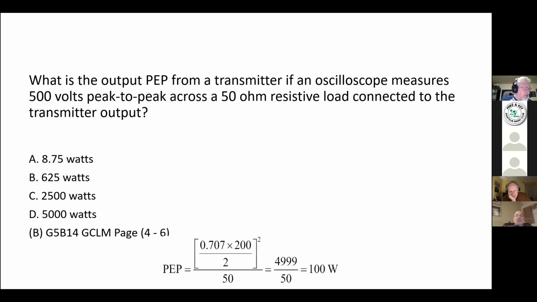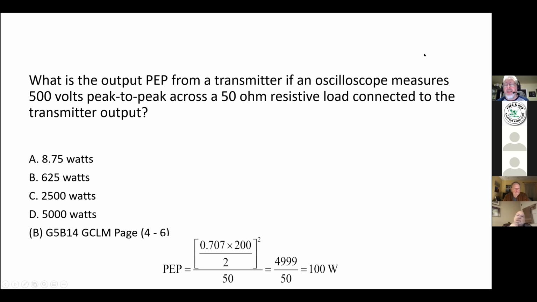I think it's 625, Bravo. If you take 500 divided in half, you get 250 times 0.7, you get 187. You square that and then divide by 50, you get 625. Okay, hang on a real quick sec. I want to catch that right now before I go too far.